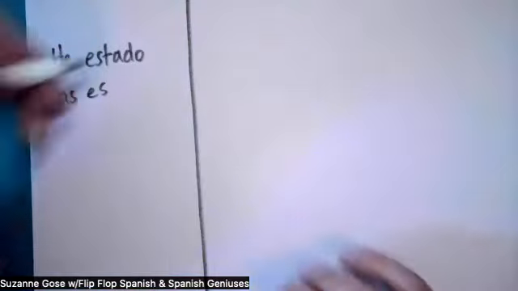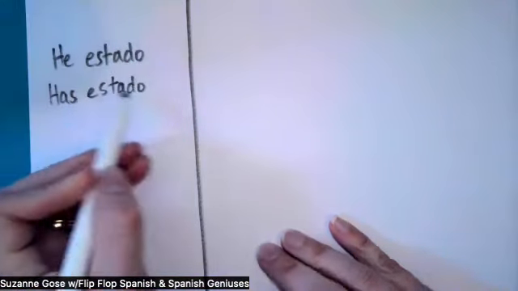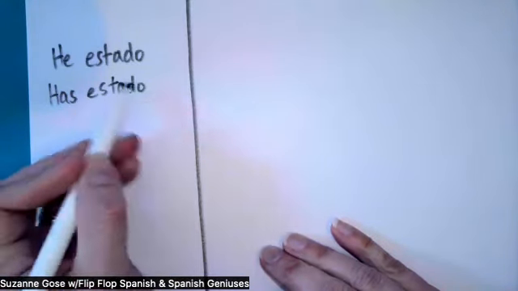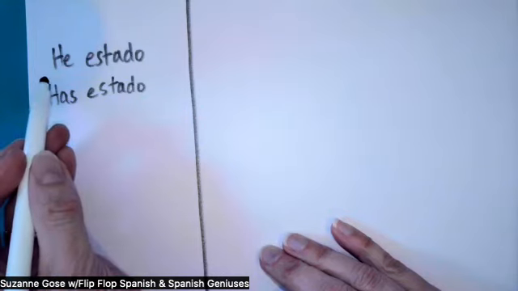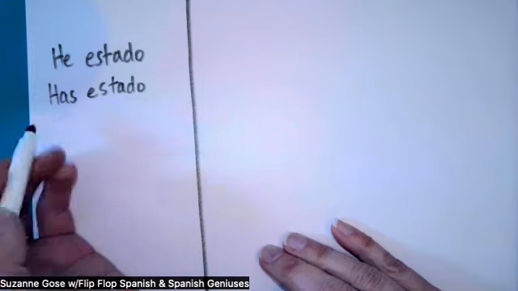So if I want to say you have been or have you been, it's has. And then the estado stays the same. It doesn't change. So he estado or has estado. Estado, again, it's just a participle. It doesn't care if you're a boy, a girl, singular, plural, the Pope, an elephant. It doesn't care what you are. Estado stays the same. So he is I have, and has is you have or have you.